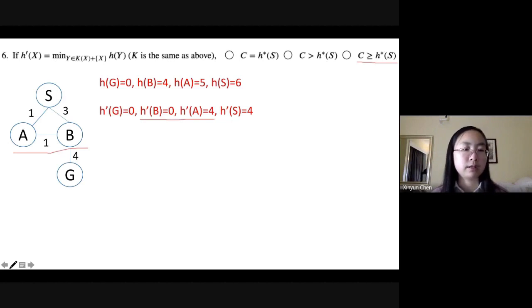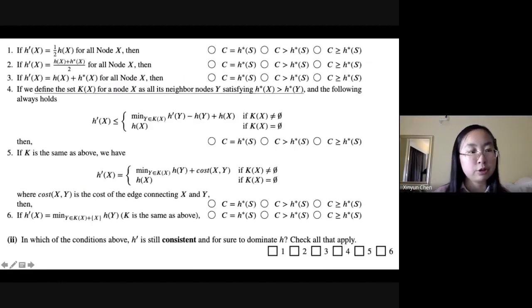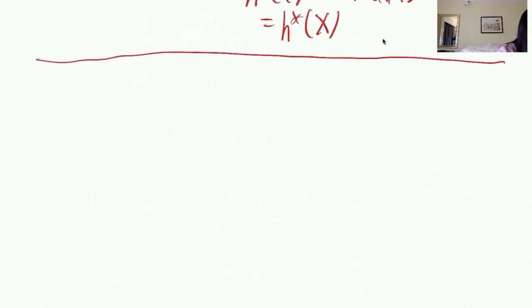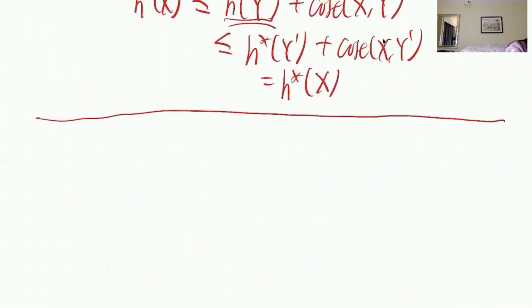Now let's move to conditions 4 and 5 and prove why they are still consistent heuristics when H itself is a consistent heuristic. Let's start with part 4 first.